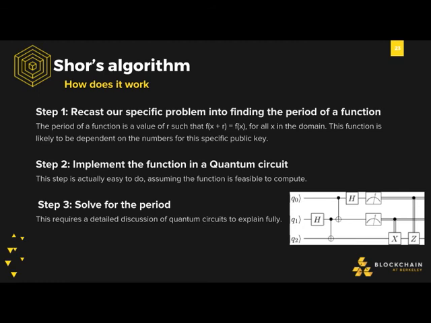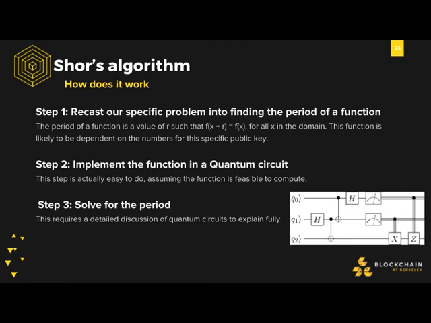And then step 3 is we solve for the period. This is the magic, Shor's algorithm right here. To go into it fully, in depth, we need a full discussion of quantum circuits, which I don't want to go into, but I'll try to give an intuition. For quantum algorithms, you're operating on a probability distribution of what the qubits can be. So first, we normalize the probability distribution.